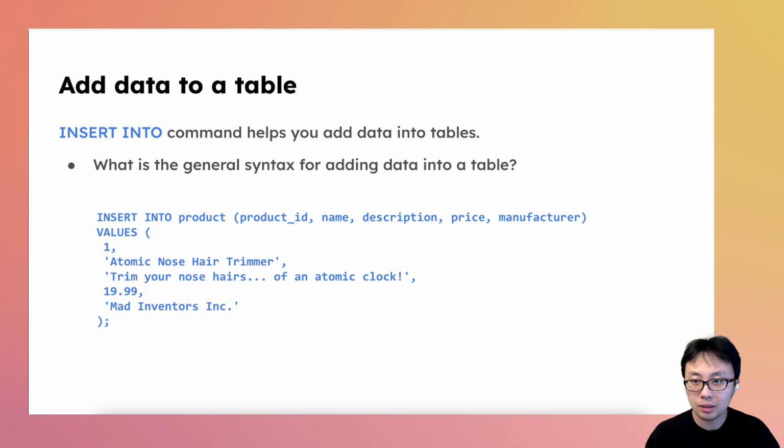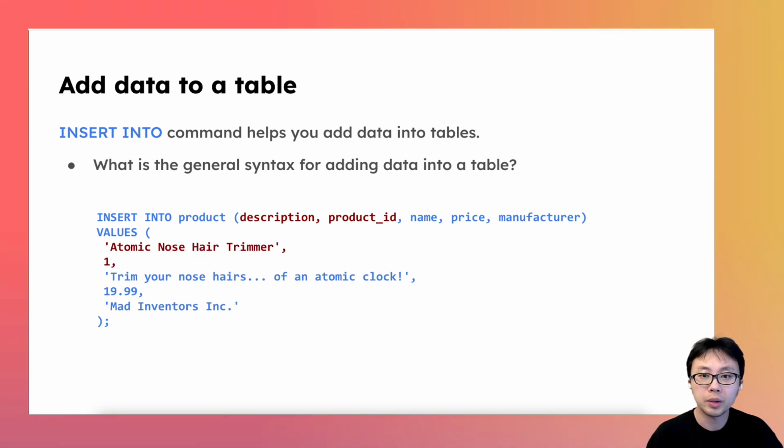For example, you can insert a single row into the product table like this. Notice that the order of the values corresponds to the column names. If you change the column name order, you also need to change the order of the values. For example, we can change the order of the product ID and description, like this. Then, the order of the values also needs to be updated, like this.